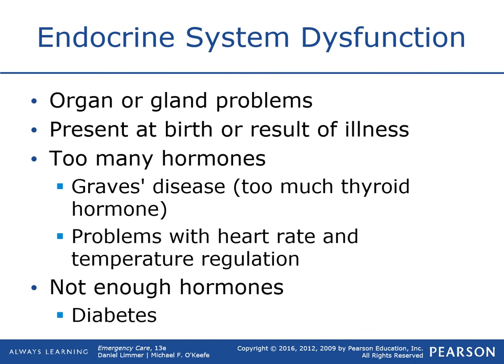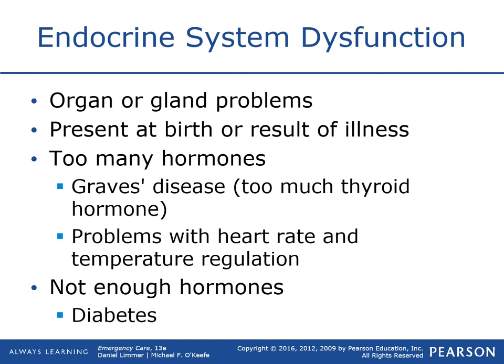It can't keep up with the demand, or it's gotten worn out from producing so much for so long. So that's a result of an illness, and both diabetic problems have similar features to them, but they are caused by different causes. So that's one example of where it can be present at birth or a result of an illness.